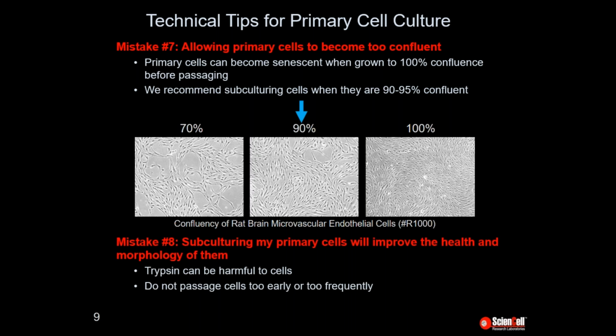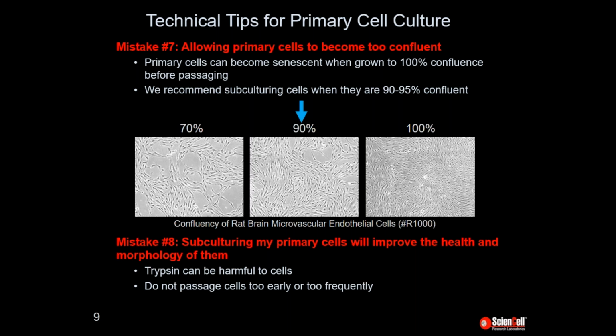Overall, you want to remember that subculturing your primary cells will not improve the health or morphology of them. This is not to say that you shouldn't subculture your cells, unless of course it's not recommended on the product sheet, but to limit the frequency of subcultures. It is important that the cells have plenty of room to grow, but passaging the cells too early or too frequently can be detrimental.